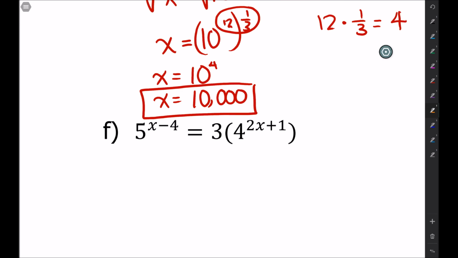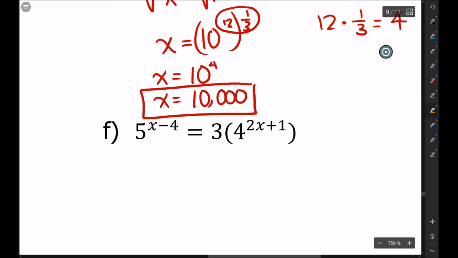Okay? All right, f is an exponential equation, and in order to solve an exponential equation, we're going to want to use inverse operations, so we're going to want to use logarithms to solve this. So what I'm going to do is I'm going to log both sides of my equation, and whatever I do to one side, as long as I do it to the other side, it's totally fine. So it's log of 5 to the power of x minus 4 equals log of 3 times 4 to the power of 2x plus 1.